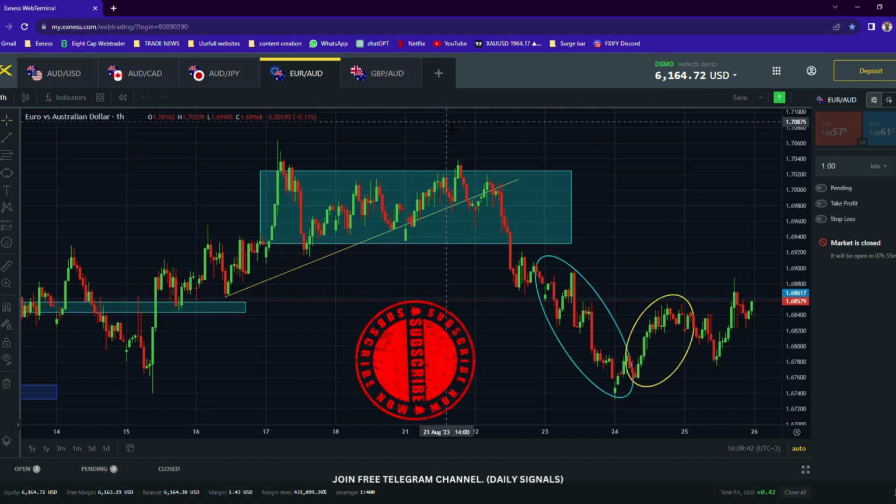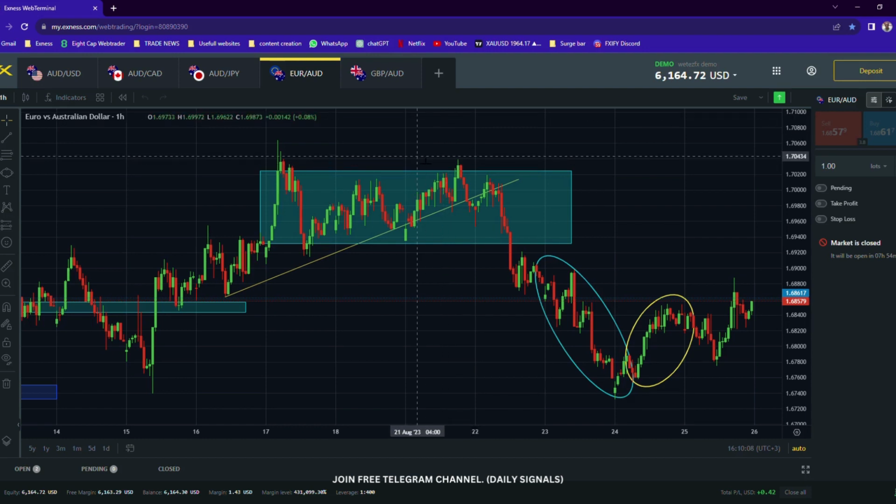Now, how many pairs have we chosen? We have excluded AUD Swiss francs and AUD New Zealand, because these are pairs that are not easily traded if you try to use correlation. So we have chosen the easiest pairs to trade with a strategy of using correlation in the currency, the Australian dollar.